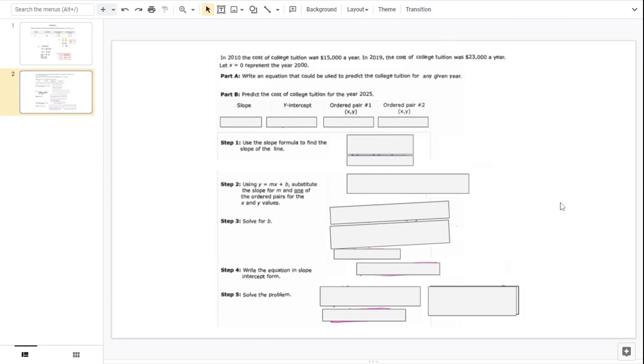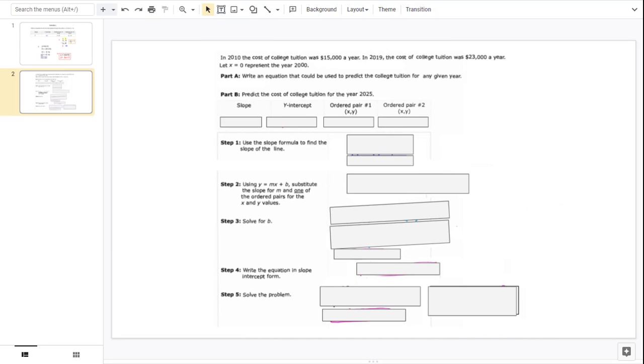So now we're going to use the 2-point formula to write the equation of a line when we don't have the slope. Okay, so the first thing we're going to do is read our problem. It says in 2010, the cost of college tuition was $15,000 a year. In 2019, the college tuition was $23,000 a year. Let X represent 0 for the year 2000.